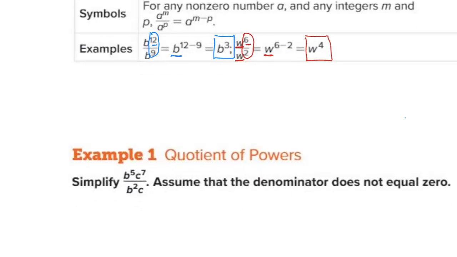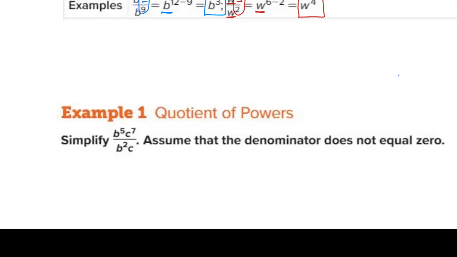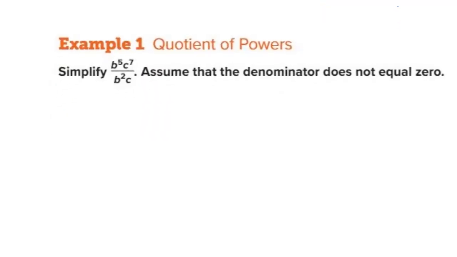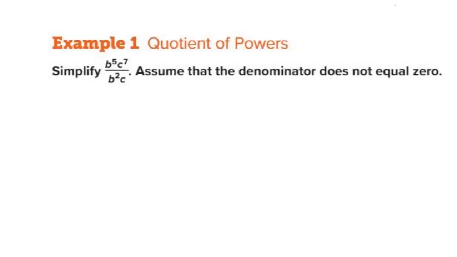Let's go to example 1. I think that's at the top of your next page, isn't it? So we have one monomial divided by another monomial. I'm checking first to make sure they all have exponents. I don't have one on the c in the denominator. So put a 1 on it.